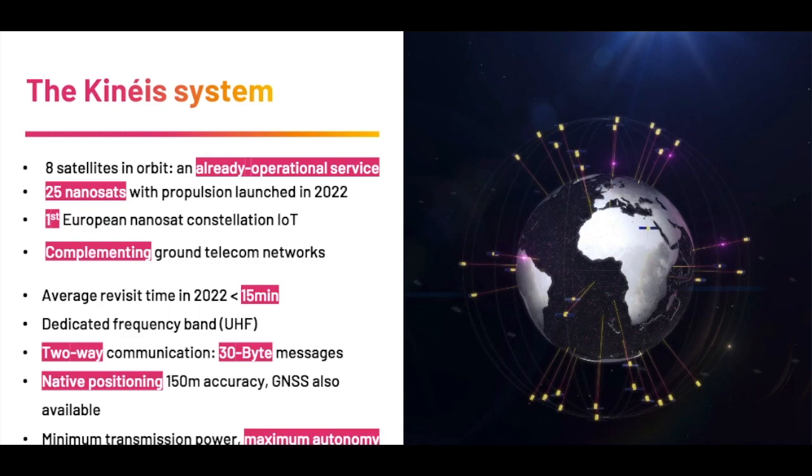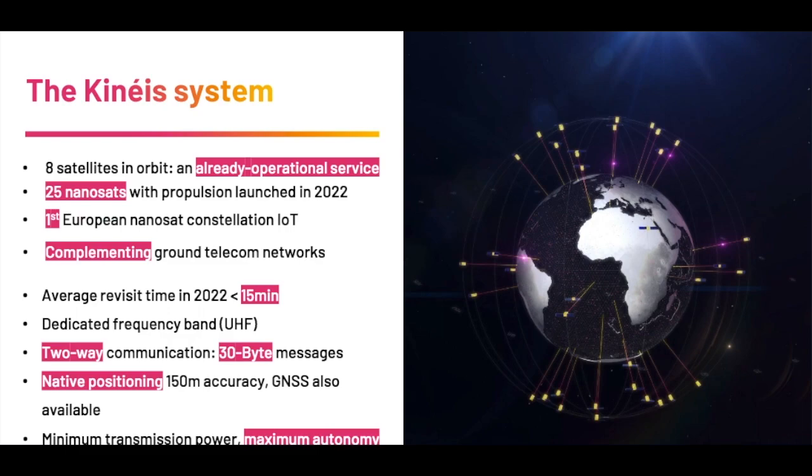We have a dedicated frequency band in the UHF and a two-way communication that allows you to download and upload 30-byte messages. We also have a native positioning available, which means that you can have a device without a GPS or Galileo or any GNSS chip. And with this native positioning with Doppler technology, you will have a 150-meter accuracy.